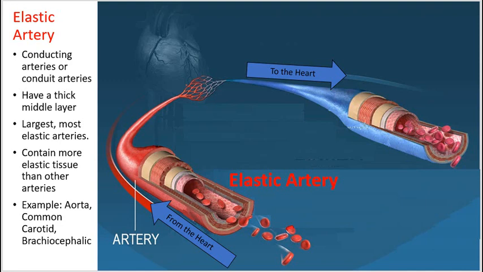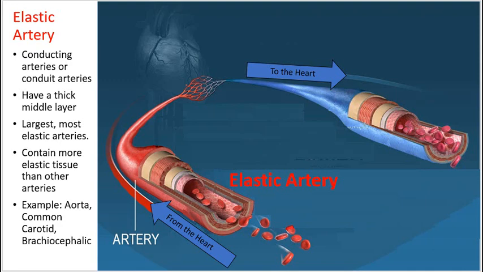They have a very thick middle layer, so they can stretch and respond to each pulse of the heart. They're more elastic tissue than the other two types. So elastic arteries have more elastic tissue compared to the muscular arteries and arterioles. That's why we call them elastic arteries.